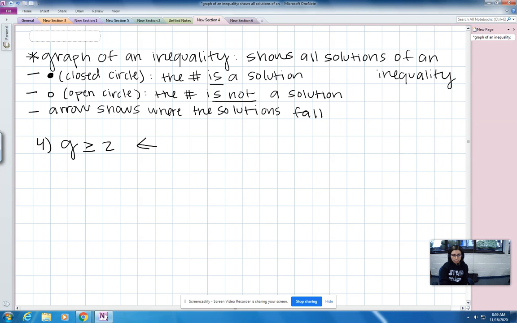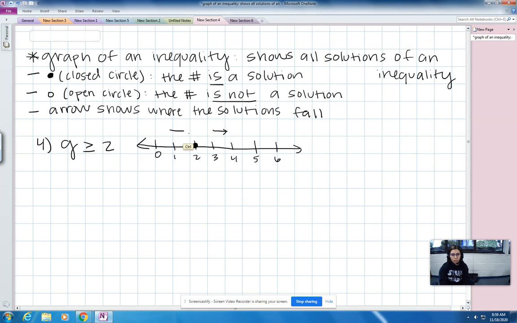So I'm going to draw a number line here. Let's just put 0 there. 1, 2, 3, 4, 5, 6. All right, so first I say, okay, my numbers have to be greater than or equal to 2. So if it could be equal to 2, we're going to go ahead and put a closed circle. We're saying, okay, 2 would work. Our number could be equal to 2. Now we need to decide which way the arrow is going. Are the solutions this direction or are they this direction?